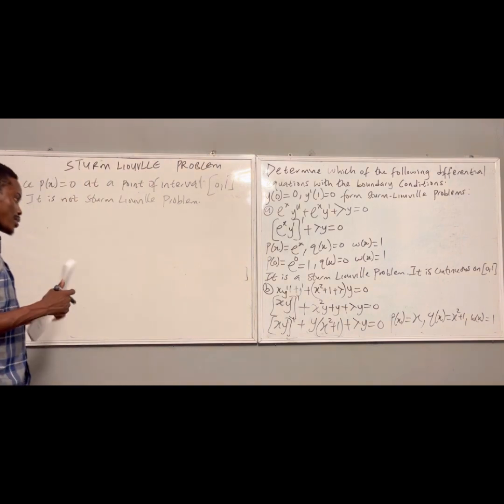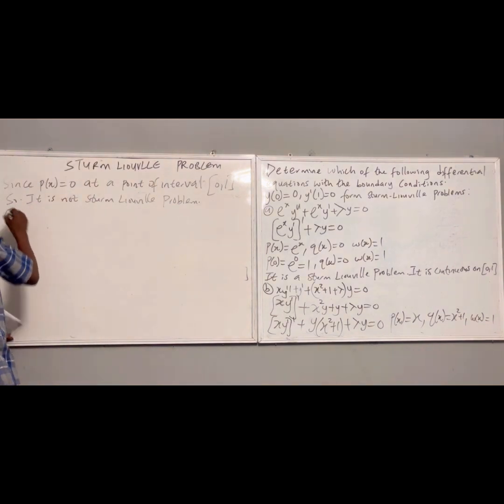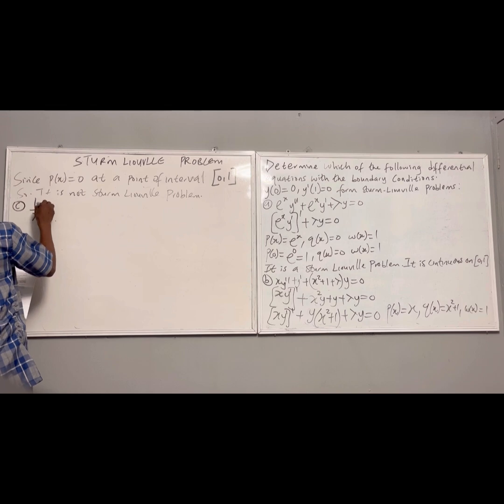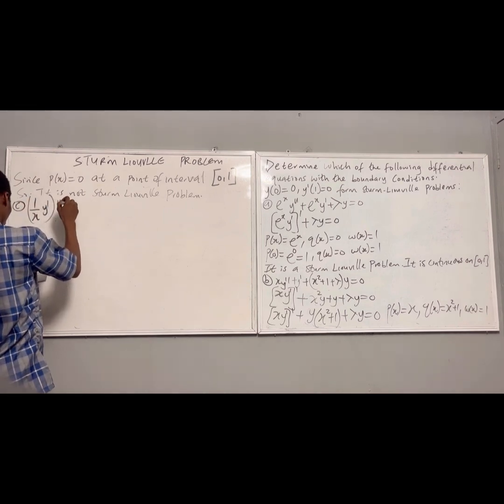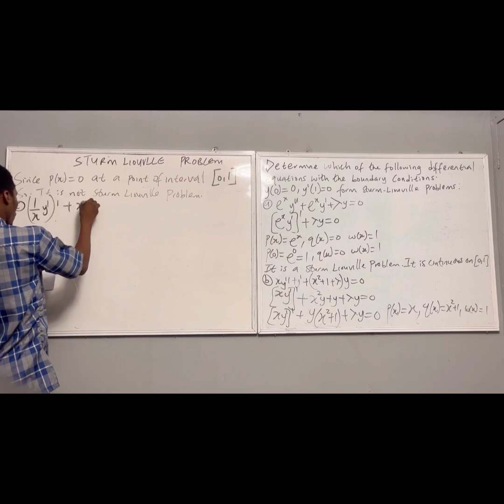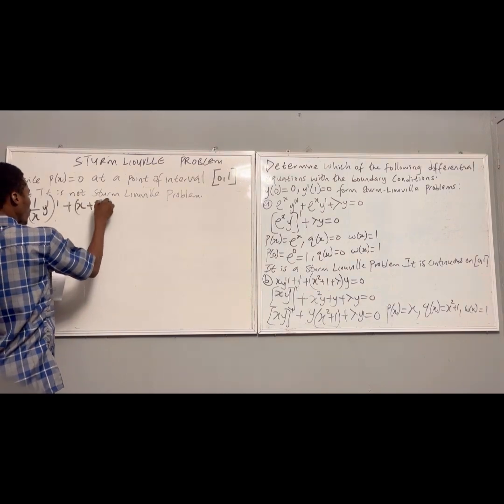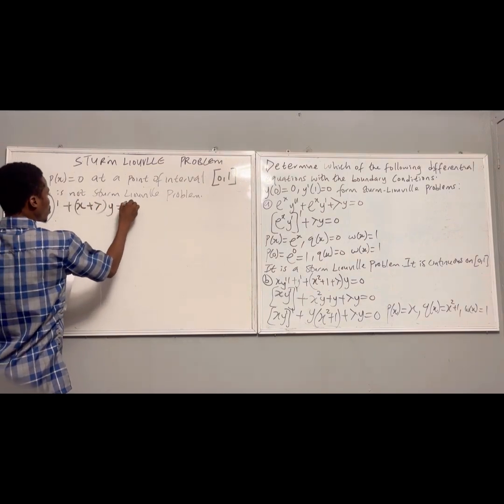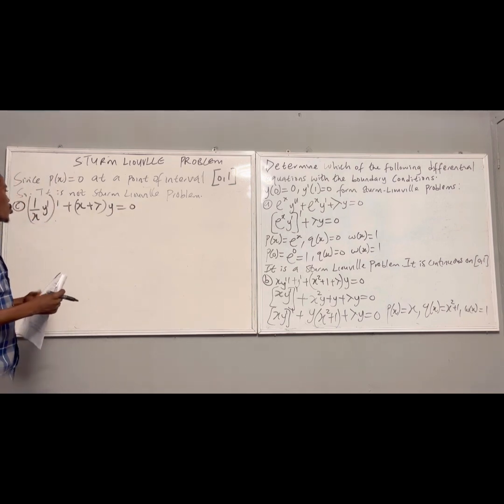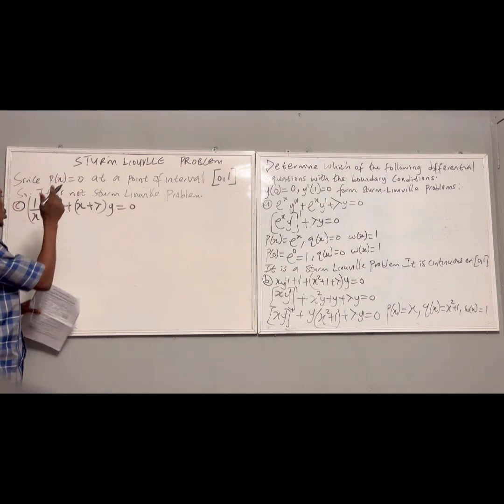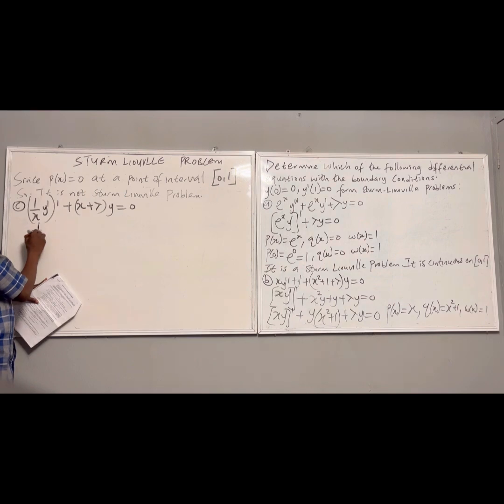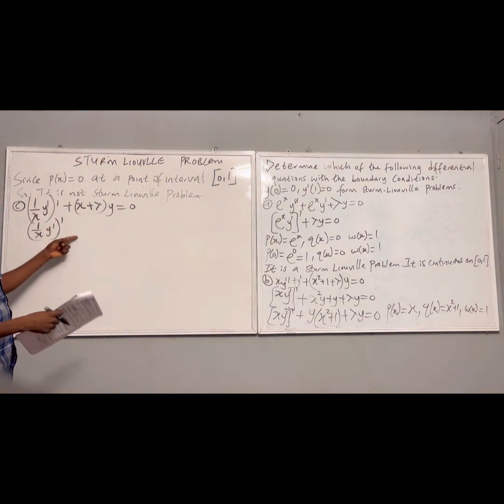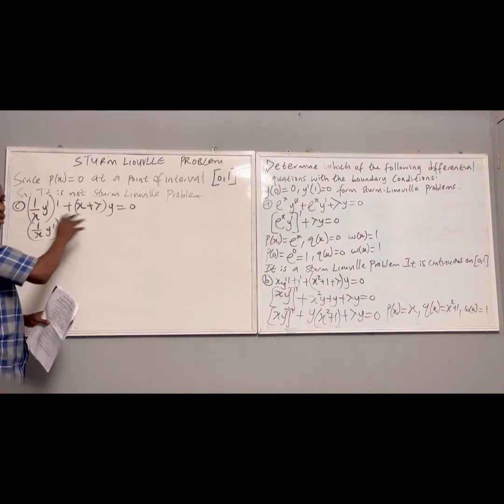So let us check our third example. (1 over x) y prime, plus x y plus lambda y is equal to 0. So is it a Sturm-Liouville problem or not? So let us open this bracket. I'm going to have 1 over x y prime. You can see that it has already formed this. If we expand it, it is going to be a long process.